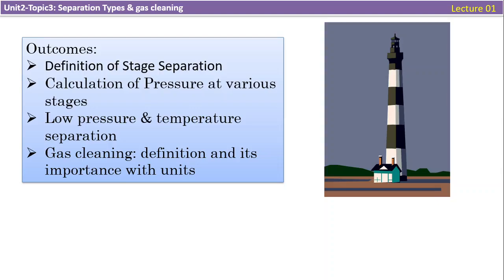So in this video we are talking about the stage separation. The basic outcome of this video is the definition of stage separation, calculation of pressure at various stages, and we have also discussed the low pressure and temperature separation, gas cleaning methods. So these are the different outcomes of the given topic, that is topic 3 of unit 2.